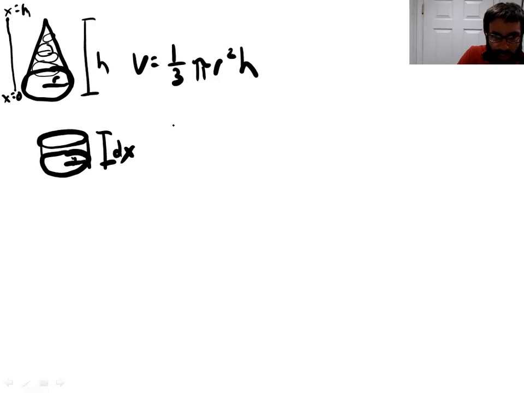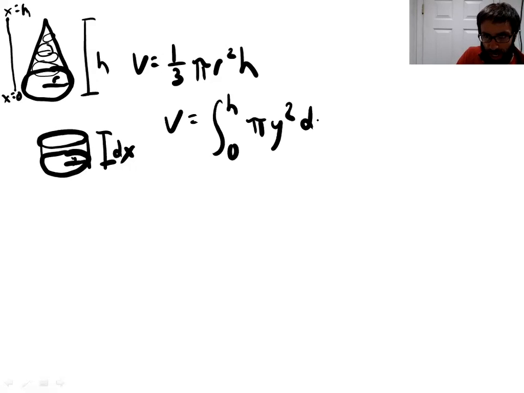So then the volume is just going to be the integral, adding up, from 0 to h of, what's the area of the cylinder? Well, that's pi y squared dx, right? Because it's a volume: area of the circle times the height, that's the volume of the cylinder. Infinitesimally small, dx height cylinder. Now we just have to get y in terms of x.